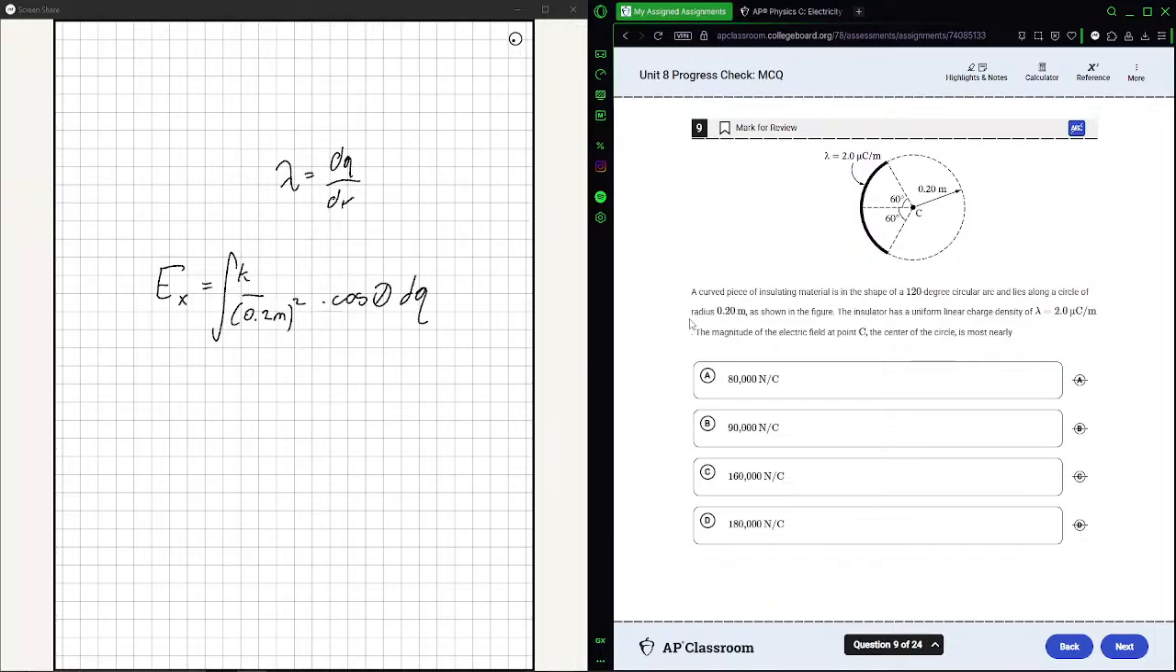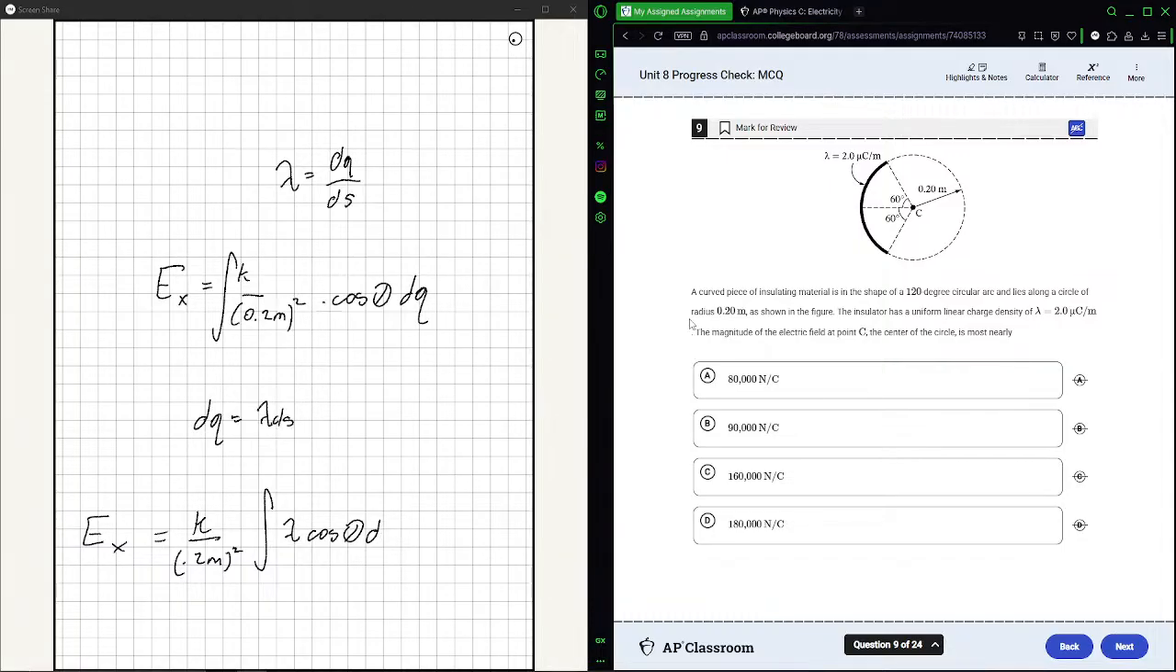Since we only want the x component, it's the cosine component. So dq is equal to, how are we going to do this? dq equals lambda dl. So we substitute that in. So E of x is equal to k over 0.2 meters squared, and now we have lambda cos theta. Isn't it ds? It's dr where r is some little length, we can make it dl instead. Sure, but we'll do ds. S is the arc length, exactly. So ds, that's what we'll do.